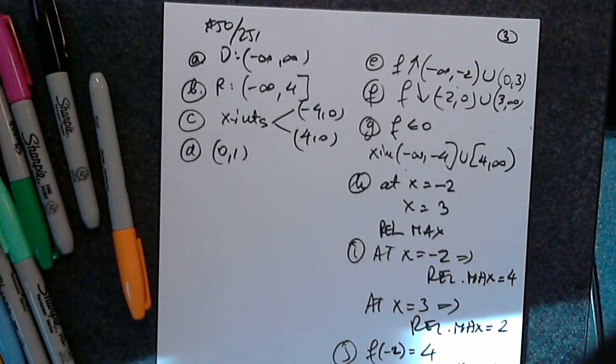Then we're asked where it has a relative max: -2 and 3. At x equals -2, the relative max is 4. At x equals 3, the relative max is 2. We're asked again to find f of -2, and we got 4.